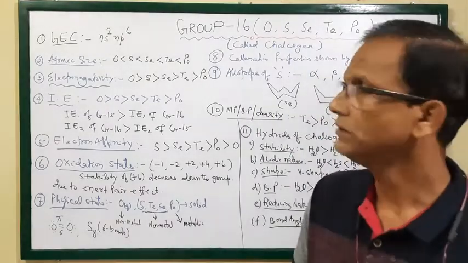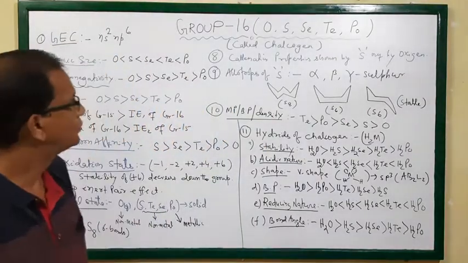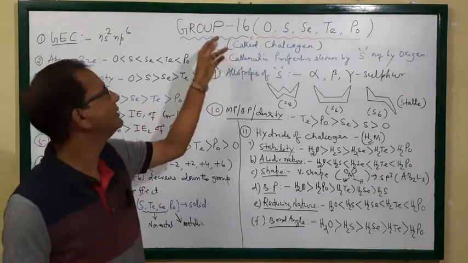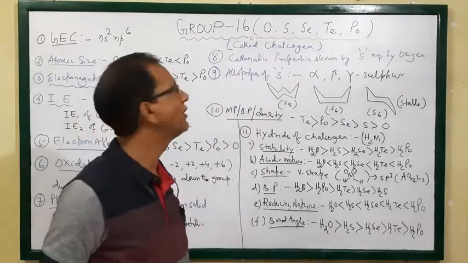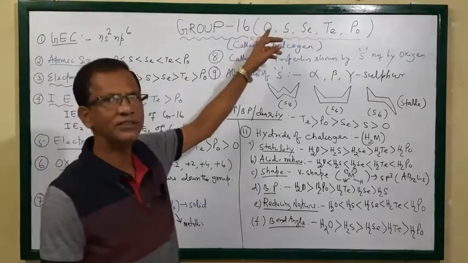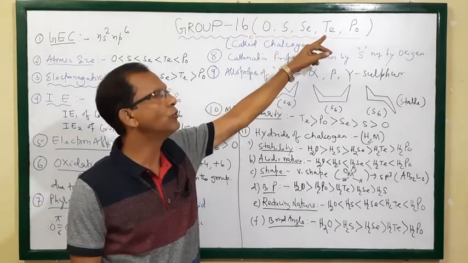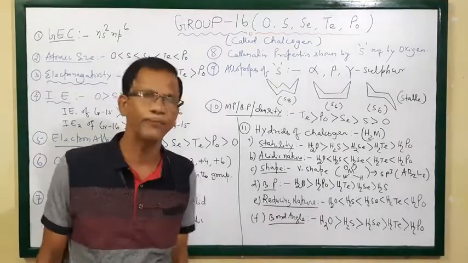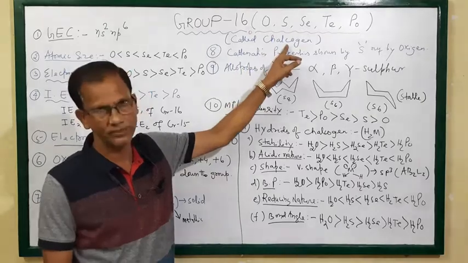Today we are discussing a very important group in the p-block, that is the oxygen family, group 16. What are the group members in group 16? These are oxygen, sulfur, selenium, tellurium and polonium. These 5 members are group 16, and this group is also called chalcogen.